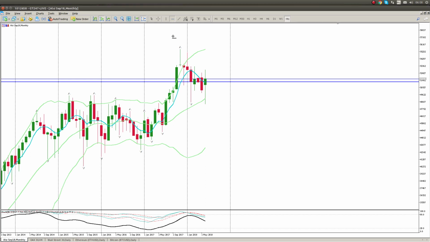And the other thing is that this level here, which I think is pretty much our line in the sand on the Aussie. You can see this is where a lot of interaction has happened in the past, and that's pretty much where we bounced off as well.